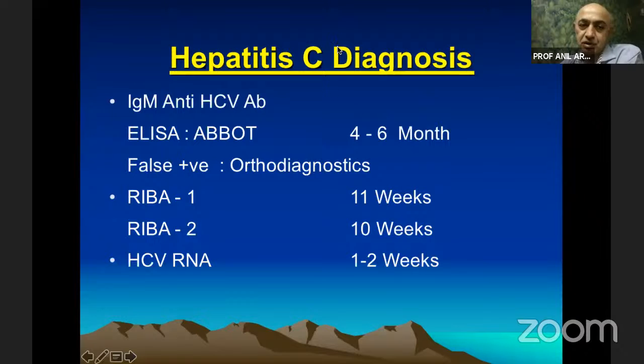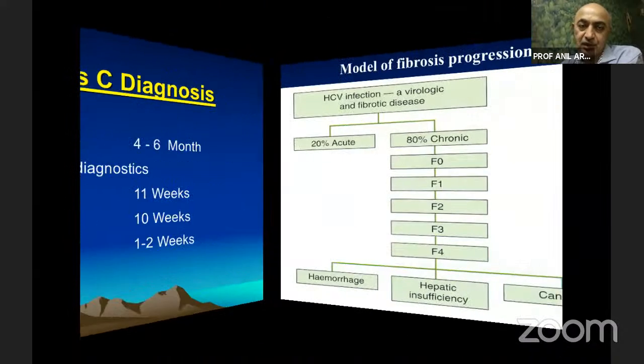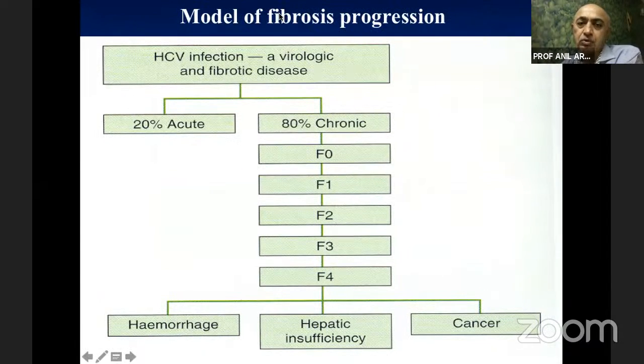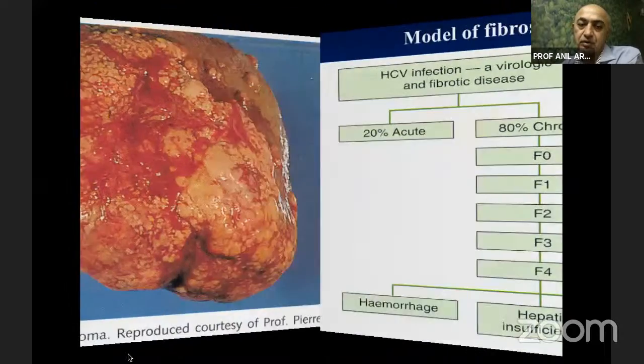Hepatitis C is diagnosed initially by screening with IgG type of anti-hepatitis C antibody and further confirmation by HCV RNA, which can be done easily. Now, of all those who have hepatitis C, 20% of patients will have spontaneous recovery, 80% will develop chronic hepatitis. Of those with chronic hepatitis, 20% will develop cirrhosis of the liver, and those with cirrhosis are likely to have all complications of cirrhosis like GI bleeding, hepatic insufficiency, or development of hepatocellular carcinoma.